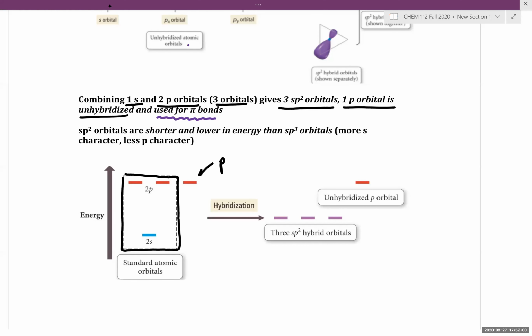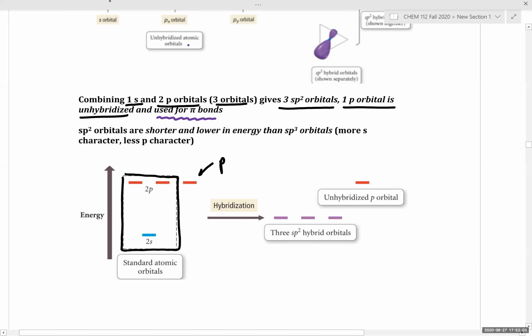Now, another thing I want you to pay attention to is that since we're only hybridizing two of our p orbitals, we in turn have less p character. And because p orbitals are long and high in energy, the less p character we have, the shorter and lower in energy our sp2 orbitals are. So sp2 orbitals in general are shorter, stubbier, and lower in energy than sp3 orbitals because we have more s character and less p character.